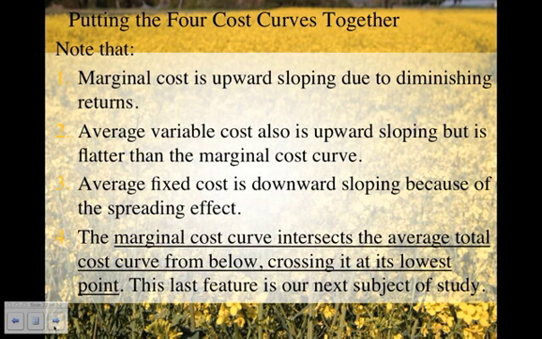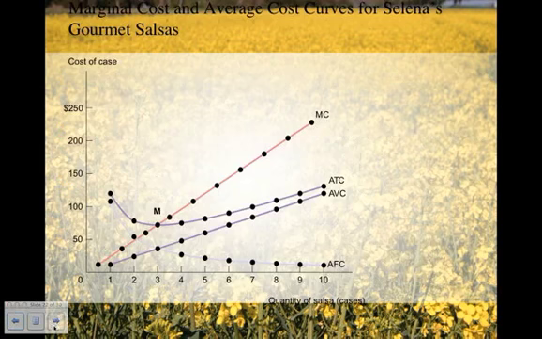And I think number 4 is probably the most important one. It says the marginal cost curve intersects the average total cost curve from below, crossing it at its lowest point. And this last feature is our next subject of study. So it's really important, and that's going to be something you'll be graphing in the chapters to come. And you'll have to remember that the marginal cost curve always is intersecting the average cost curve at the minimum point.